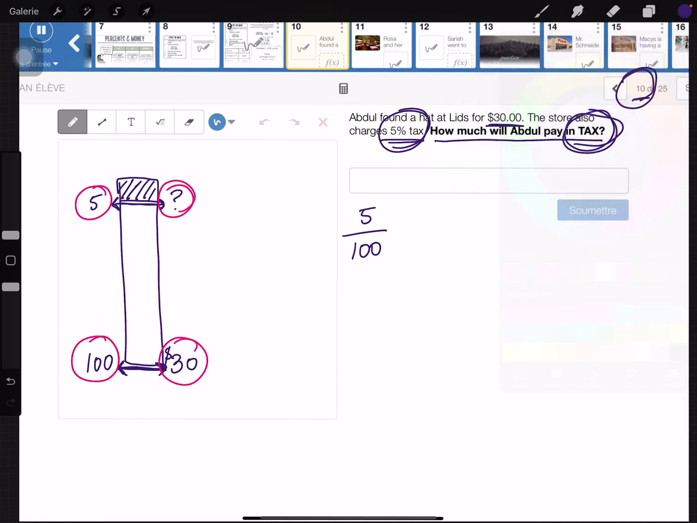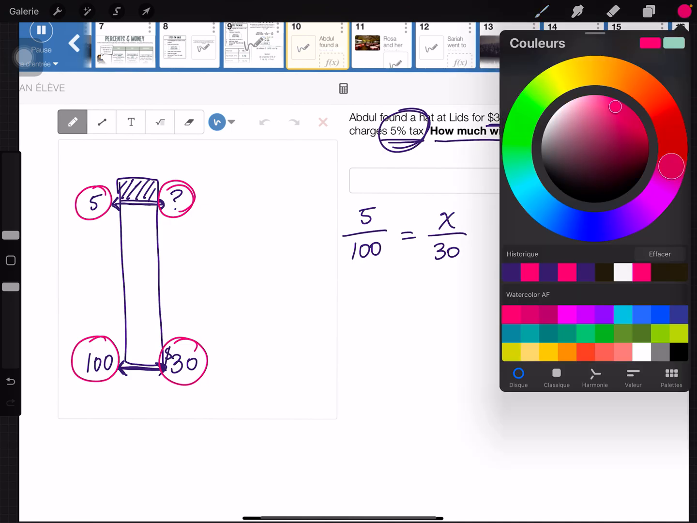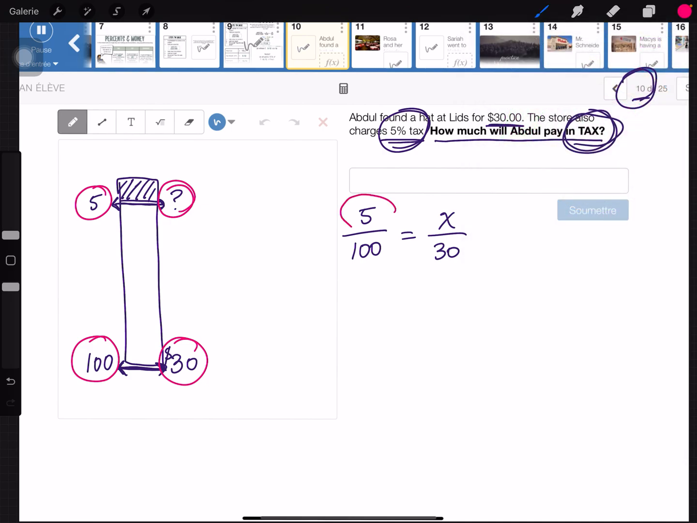So again, I'm going to use those exact same placements. A question mark, I'm going to use math language and make that a variable, an x. And on the bottom, I have my 30. And now I set those equal, so it's a proportion. And I can go ahead and solve. All right, so now I can use the butterfly method. Whenever I have a proportion, I can always solve it using the butterfly.